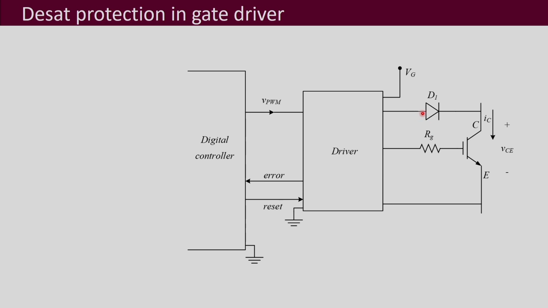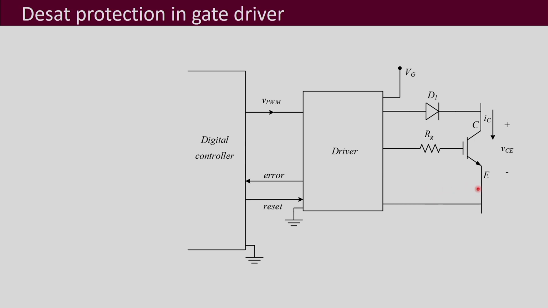What is done over here is that you use a diode. This diode is connected between one of the terminals of your driver and the collector or the drain terminal of the MOSFET. The collector terminal of the IGBT and the drain terminal of the MOSFET, it is connected in between them. So this is used to sense the voltage of this point. Now, how does this Desat protection work?